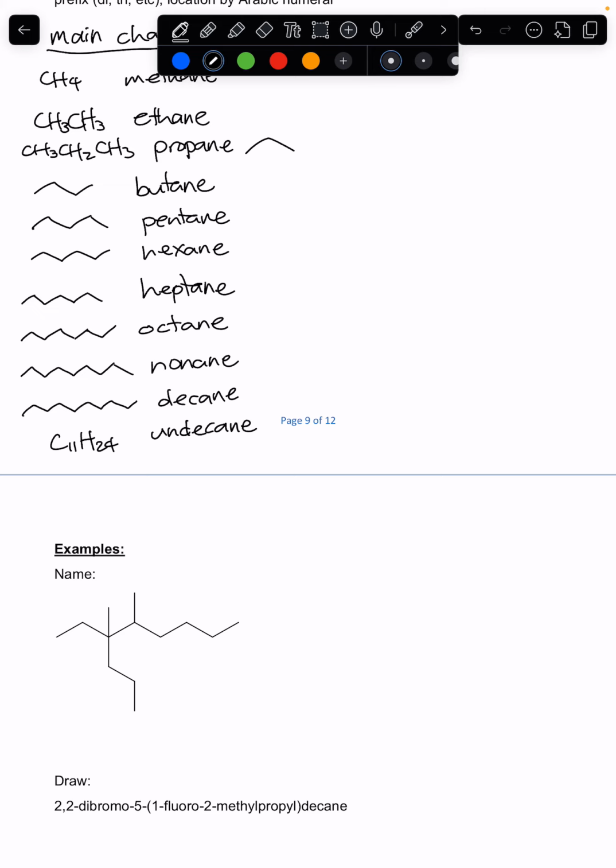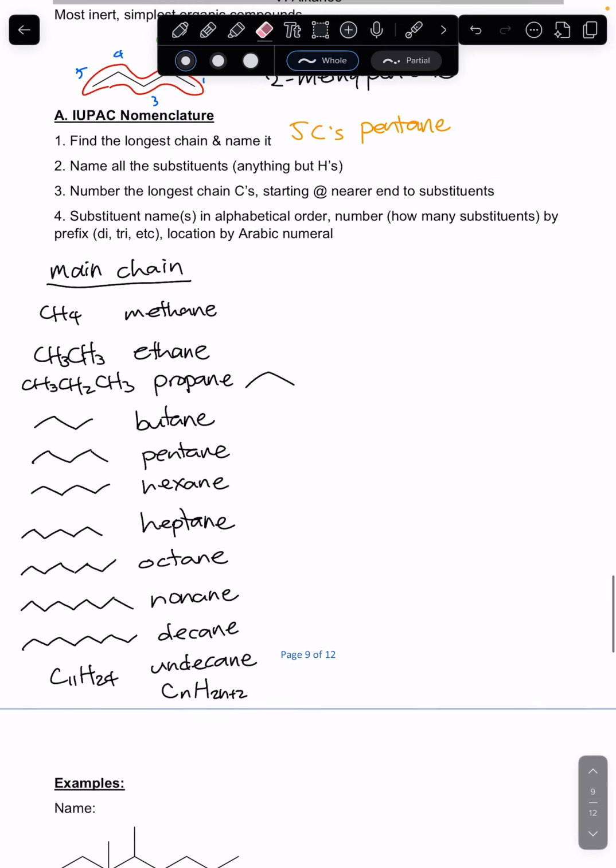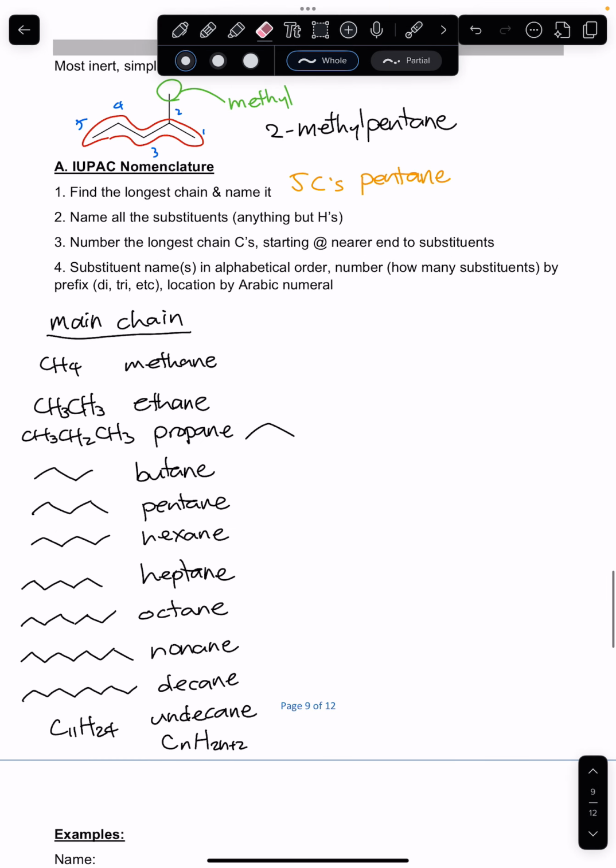And you might notice that all alkanes have this general formula, CnH2n+2, if you count the number of hydrogens, okay? Like for instance, propane would be C3H8, that would be C3H(2 times 3 plus 2), so 8 hydrogens, and so forth. So those are the names of the main chains.